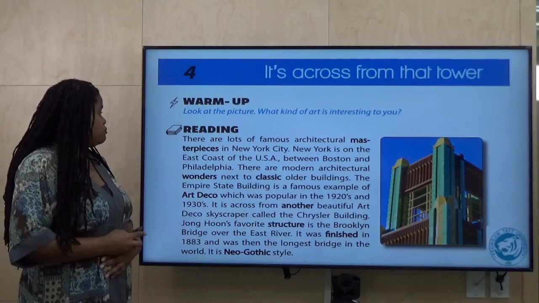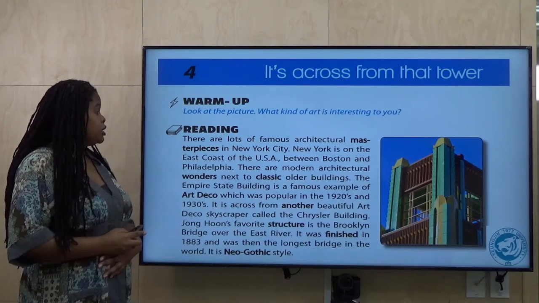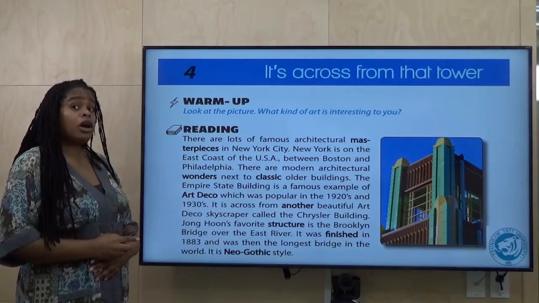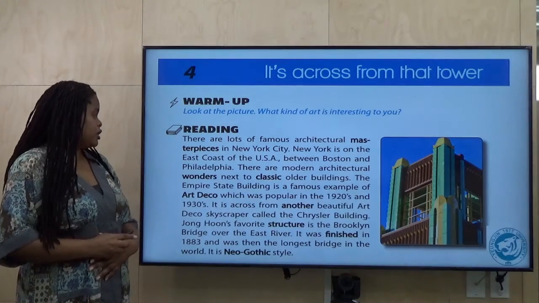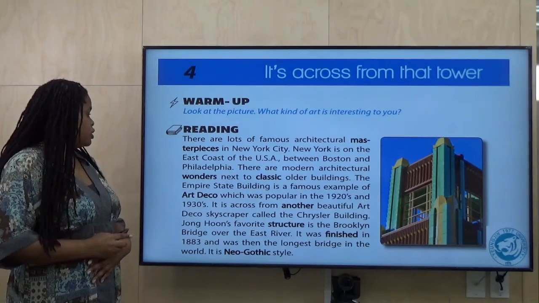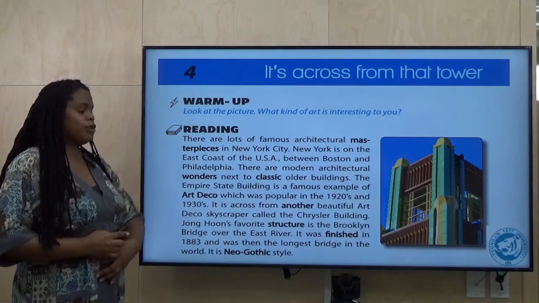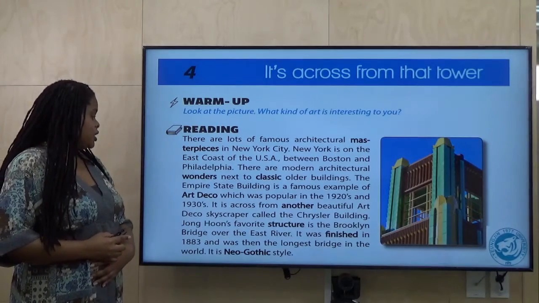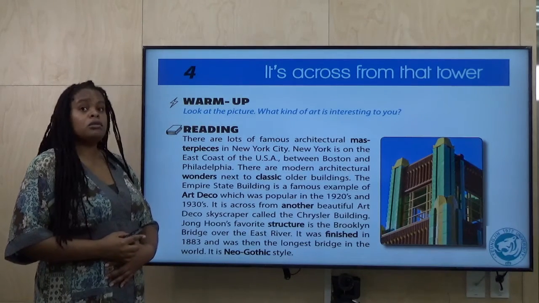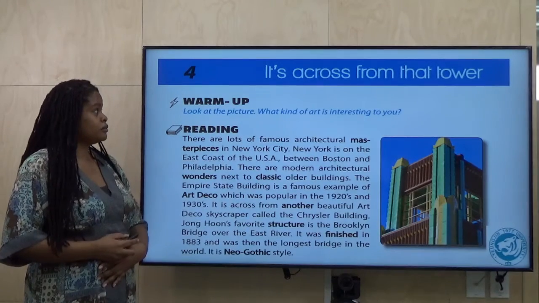The Empire State Building is a famous example of Art Deco, which was popular in the 1920s and 1930s. It is across from another beautiful Art Deco skyscraper called the Chrysler Building. Jung Hoon's favorite structure is the Brooklyn Bridge over the East River. It was finished in 1883 and was then the longest bridge in the world. It is neo-Gothic style.